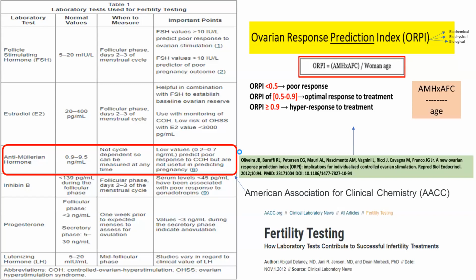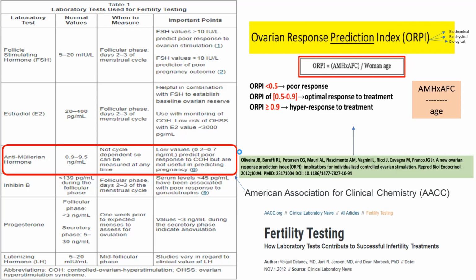Another important issue is that we use the anti-mullerian hormone test as a biochemical test, in addition to the biophysical test, which is antral follicle count, and the biological test, which is age, in one equation, which is the ovarian reserve reduction index: the multiplication of AMH and antral follicle count divided by the woman's age. And in this way, we can predict the ovarian reserve using 3 methods of estimation.